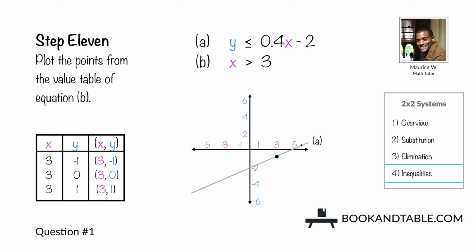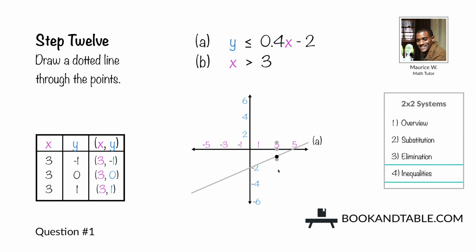So step 11, plot the points from the value table of equation B. So we plot the 3 points. The first one is 3, -1. The second one is 3, 0. And the third point is 3, +1. And now with these 3 points, we'll be able to sketch our line for B. So step 12, draw a dotted line through the points. So now we have the 2 lines for each inequality. So now we just need to shade in our area.